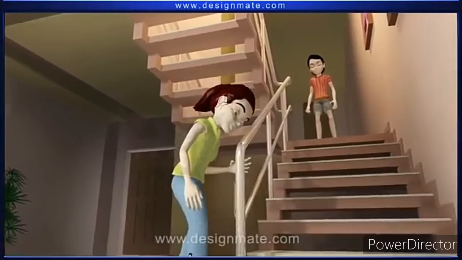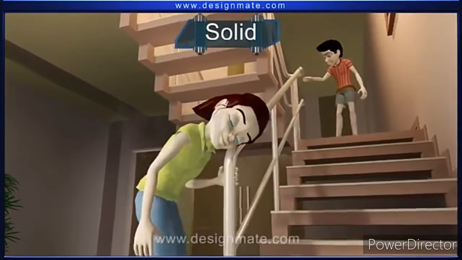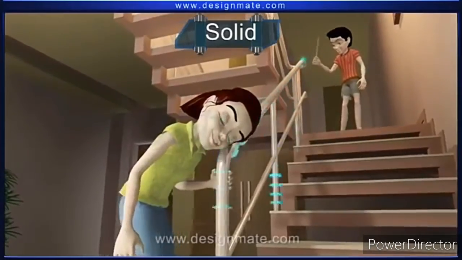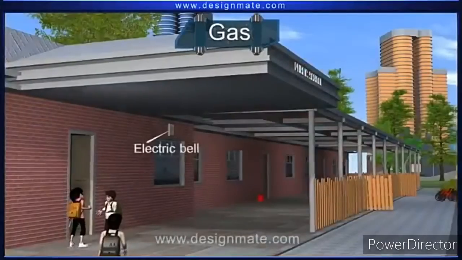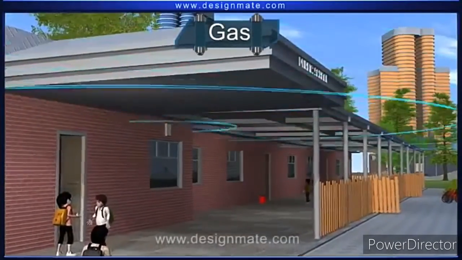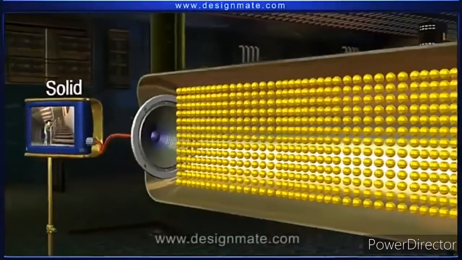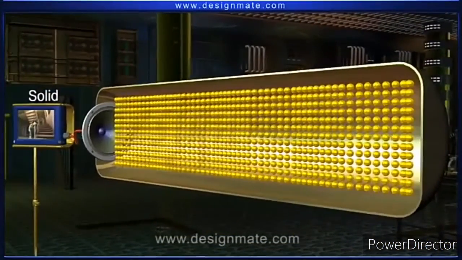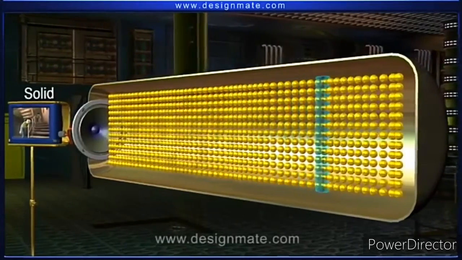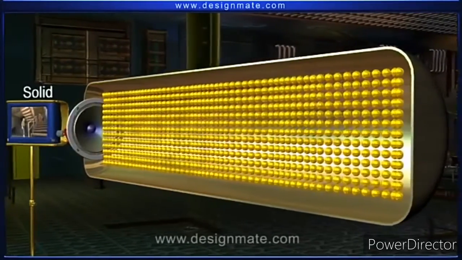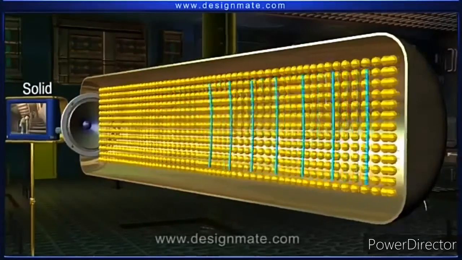These waves travel at different speeds in different mediums. The medium could be a solid, liquid, or gas. Now let's see how this works. In a solid, the particles are very close together. Sound energy moves as one particle hits the other particle. With the particles being so close together, sound travels quickest through a solid.